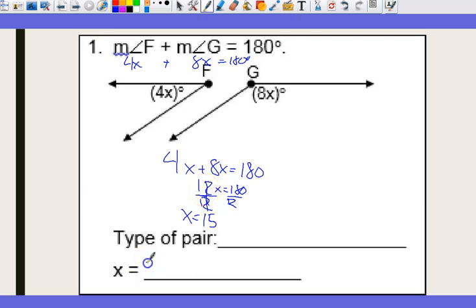Okay. Don't say it out loud. What type of angle is this? Don't say it out loud. All right, what do you think it is?